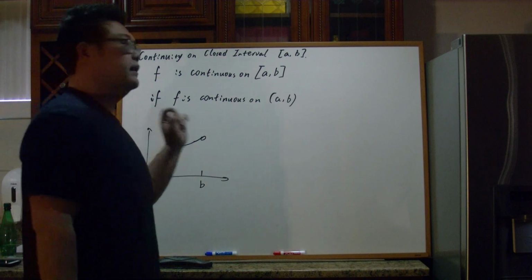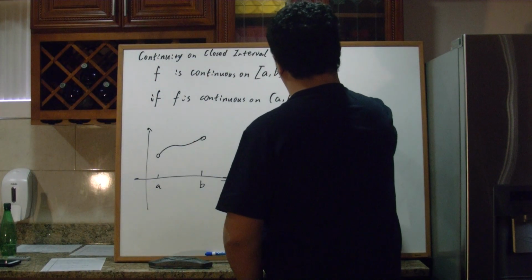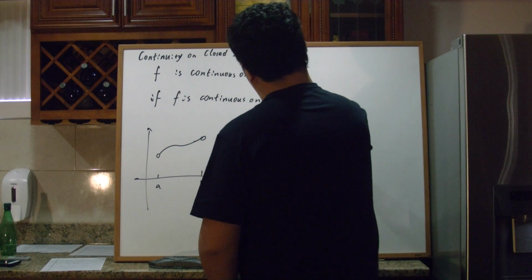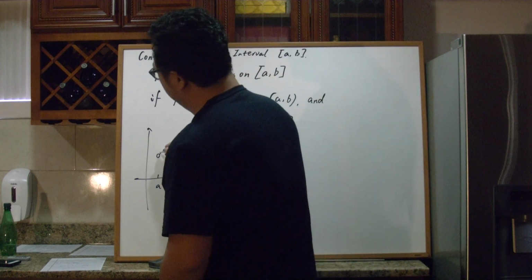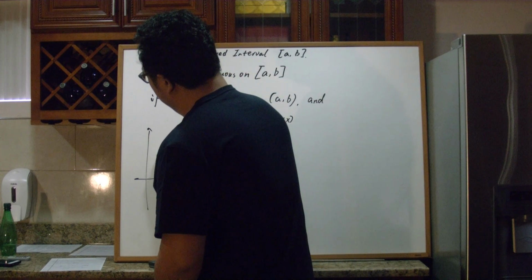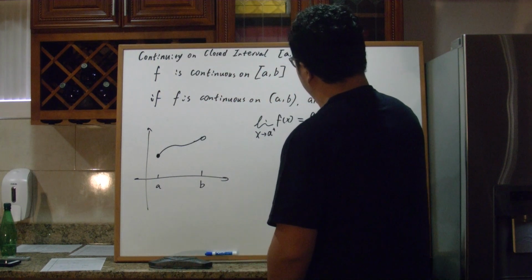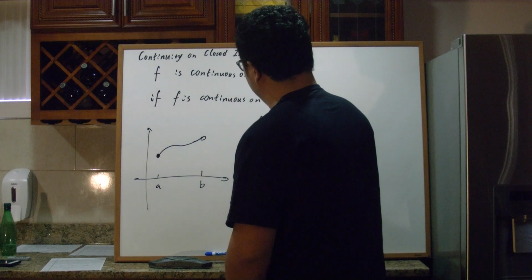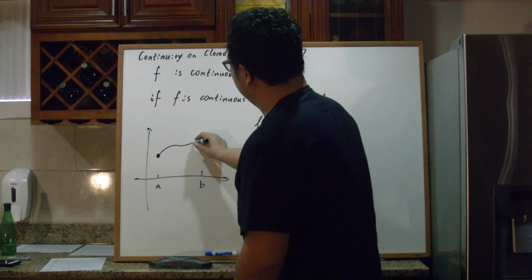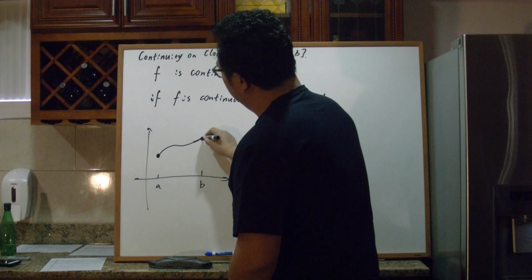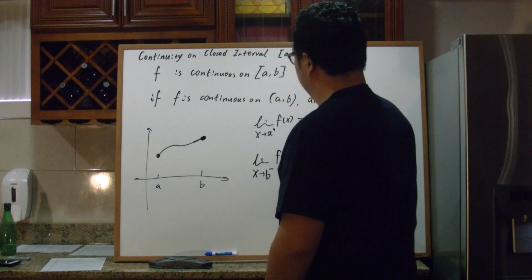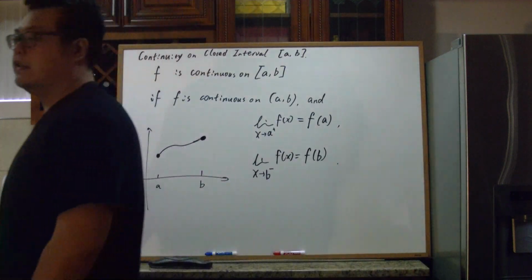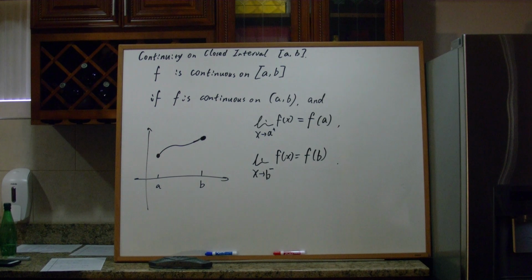And for the endpoints, we need to discuss the limit. The limit as x approaches a from the right equals f of a. The limit as x approaches b from the left side equals f of b. Then we can say a function is continuous on the closed interval a to b.